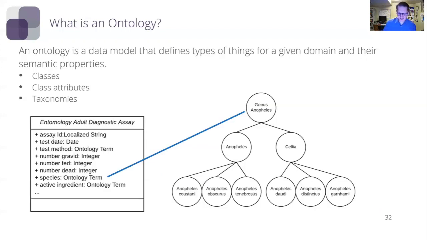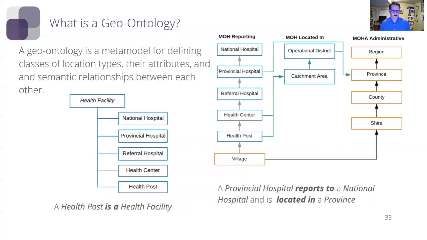The CGR leverages spatial knowledge graphs that are built off of ontologies. What is an ontology? An ontology is a data model that defines domain concepts and their semantic properties, including classes, attributes, taxonomies, and how different classes relate to each other. Here we have a non-spatial example of an entomology adult diagnostic assay, where an ontology defines attributes. It also defines taxonomies. Now, a geo-ontology is the same principle that is used to describe location information and types of location information and how they relate to each other. So a geo-ontology is a meta-model. A meta-model is a way for defining data models. So it's a meta-model for defining classes of location types, their attributes, and their semantic relationships between each other.